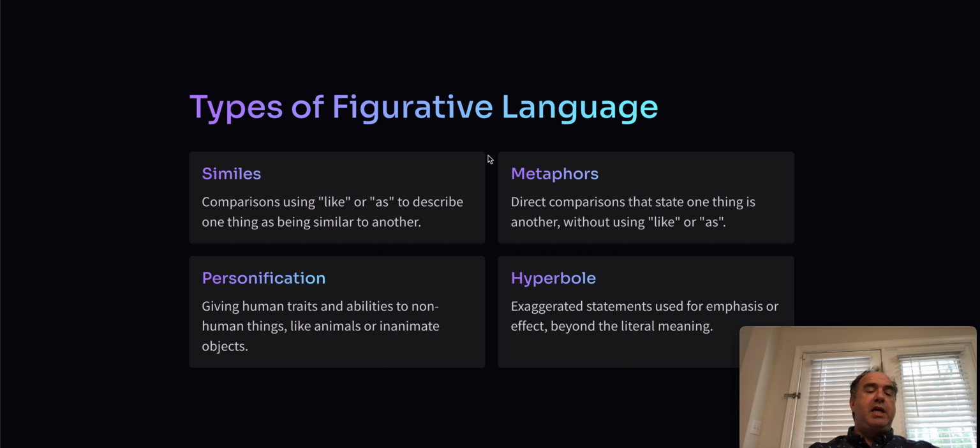Awesome. Personification is giving human traits or ability. The old tree was like a grizzled man bent over, something like that. The angry clouds, because clouds cannot really be angry. That's not a human emotion.